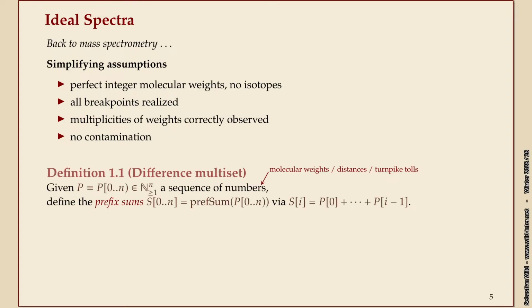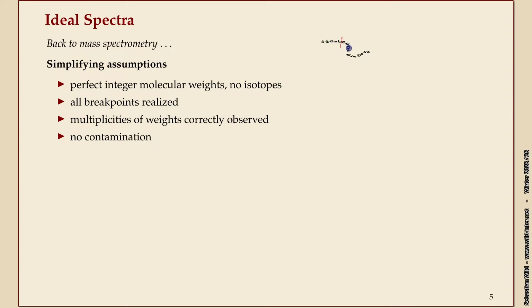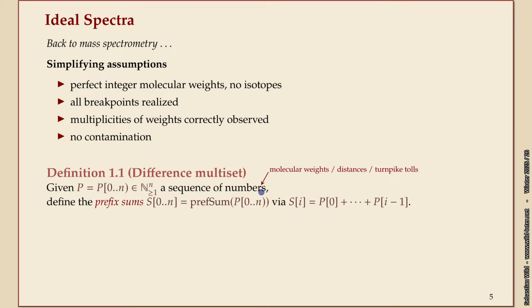With that, we can assume our input is a sequence of numbers. That's the beads from here. Each has a different amino acid, so each has a different weight. That's our input. In the end, we want to find this, but for the moment, that's what's given. That's the sequence of numbers.